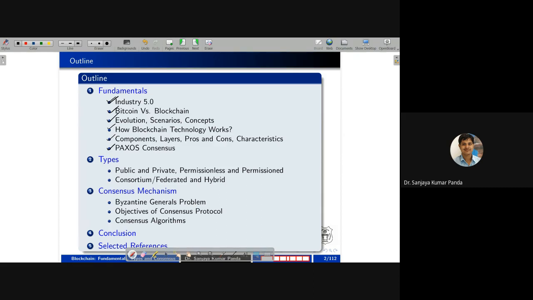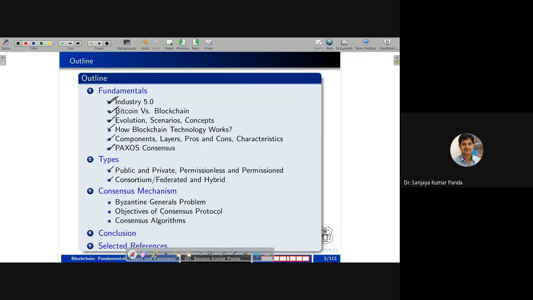After that, we will see different types of blockchain technology. We'll see public blockchain, private blockchain, permissionless blockchain, permissioned blockchain, consortium blockchain or federated blockchain, and hybrid blockchain. Based upon the way we are deploying the blockchain, or the way we are working in the blockchain, they are categorized into different types.